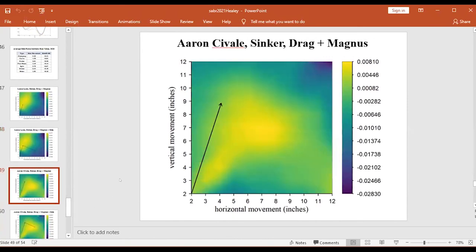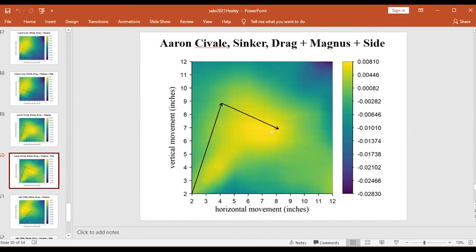Now we can look at some other examples. This is Aaron Civale and his sinker. If we look at this pitch, we put in its parameters, we get the drag and Magnus putting it here. And unfortunately for him, when he adds the side force, he was one of our side force leaders, if you remember back from the table, but for him, the side force makes the pitch worse. So on average, side force helps, but there are some pitchers and pitches that the side force is going to hurt.